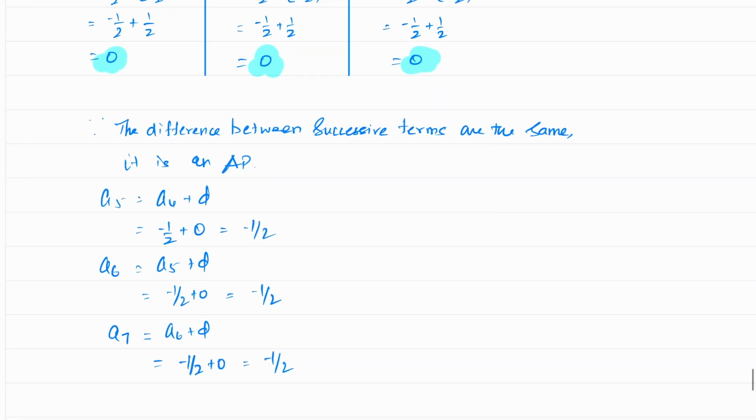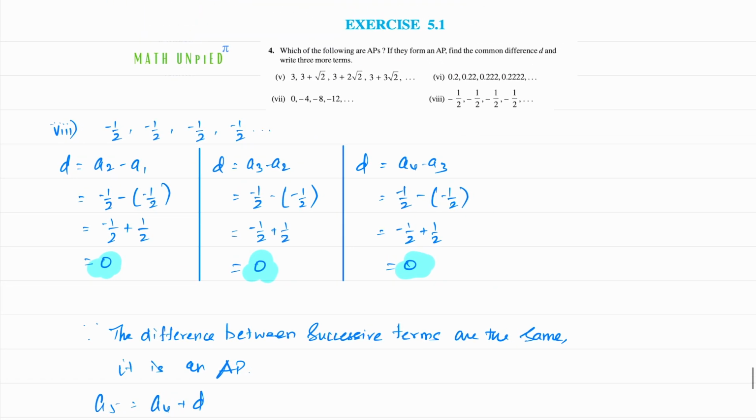So what are the terms? The successive terms will be, it's actually the same. So this will be negative half, comma negative half, comma negative half.